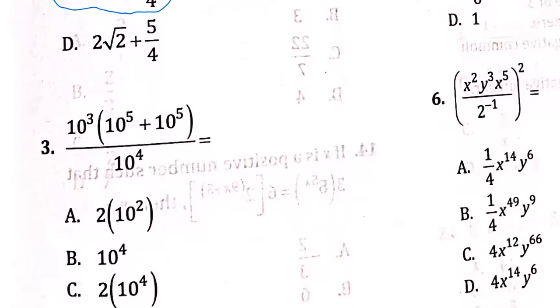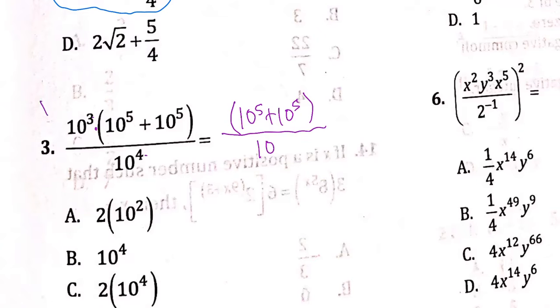Now, 10 to the third times 10 to the fifth plus 10 to the fifth all over 10 to the fourth equals what? All right, so let's do it. So we have this multiplication here first. So 3 minus 4 is just going to be 1. So then we're left with 10 to the fifth plus 10 to the fifth all over 10. Right, so these cancel out.